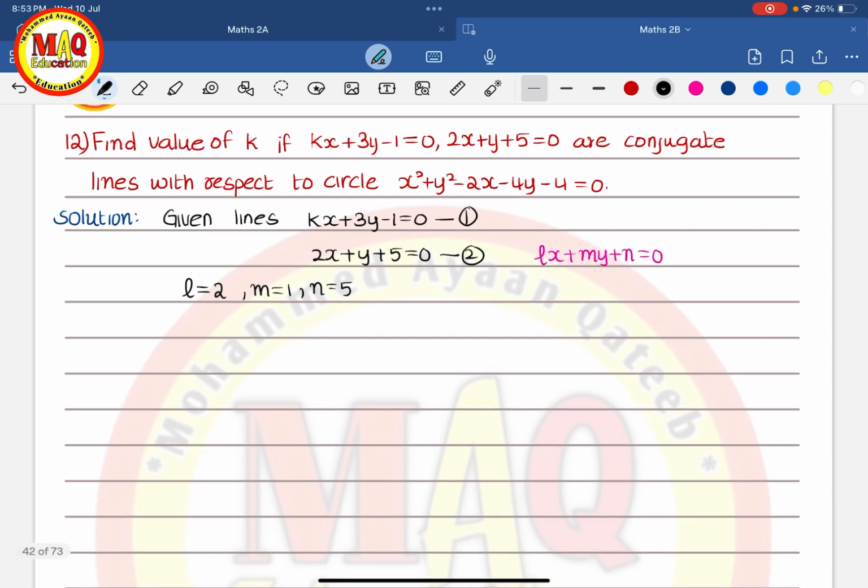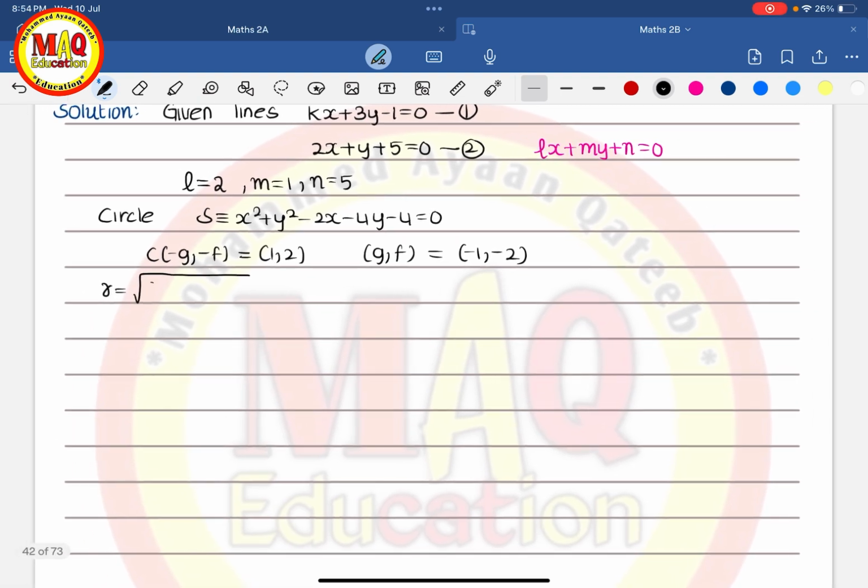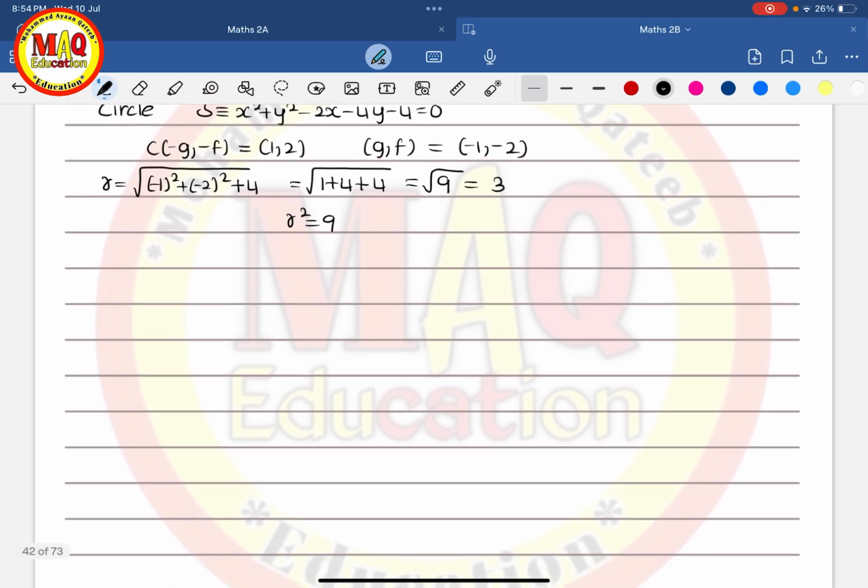Okay, now write the given circle. Circle is S equal to x square plus y square minus 2x minus 4y minus 4 equal to 0. For the circle, center is minus g comma minus f, which is equal to 1 comma 2, and g comma f values we can write as minus 1 comma minus 2. Now for this, radius is r equal to root of g square, minus 1 square, plus f square, minus 2 square, minus of minus 4 is plus 4, which is equal to root of 1 plus 4 plus 4, which is root 9. Root 9 is equal to 3, and r square value is 9. Therefore, we got the values.